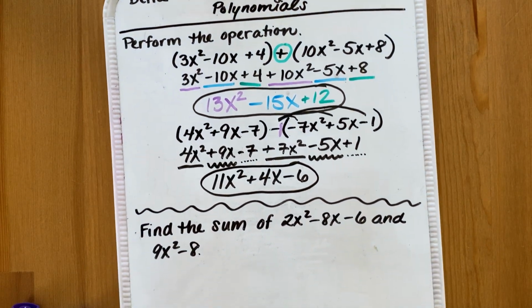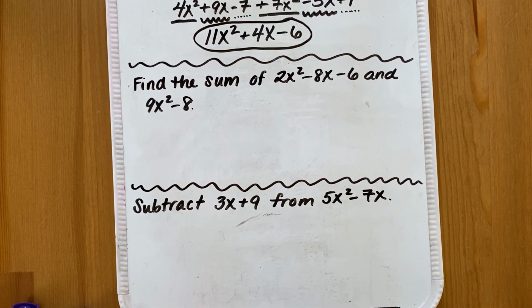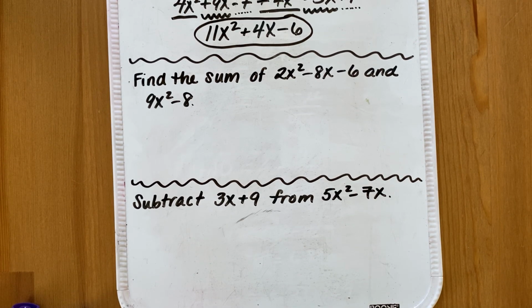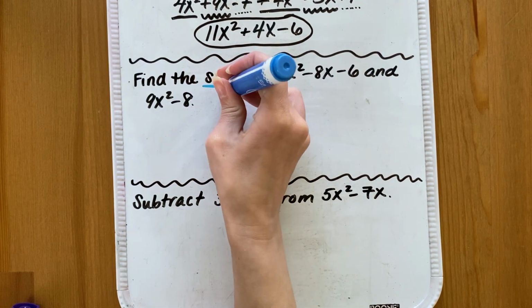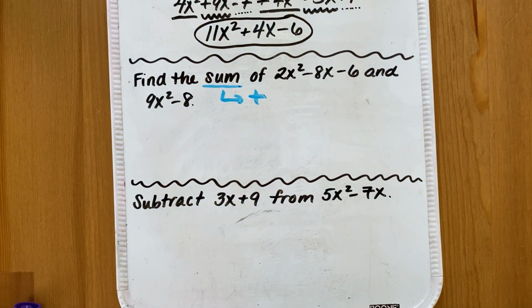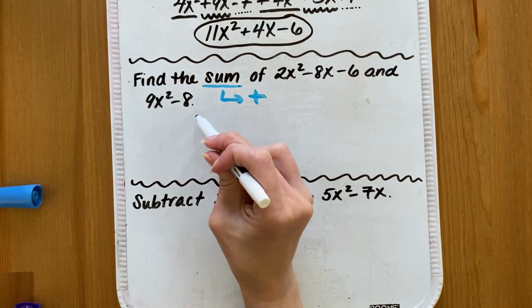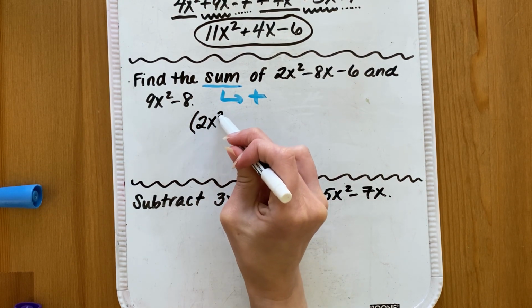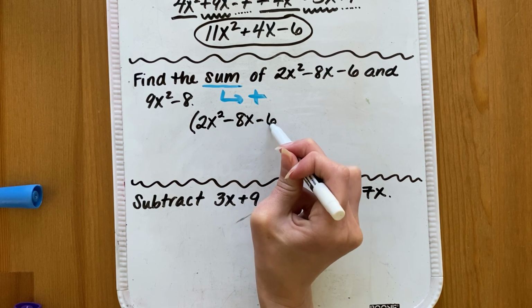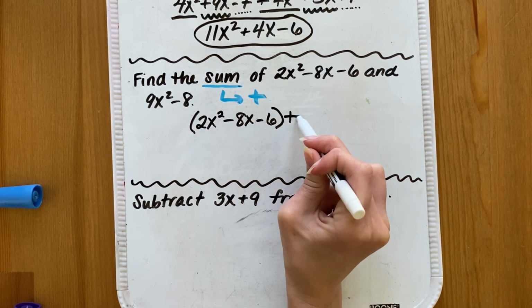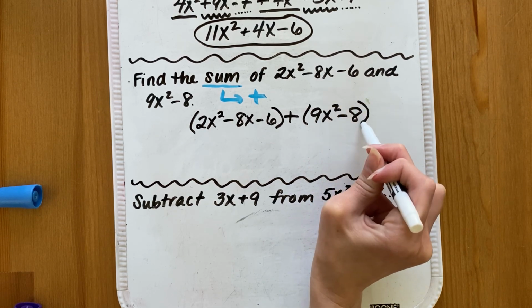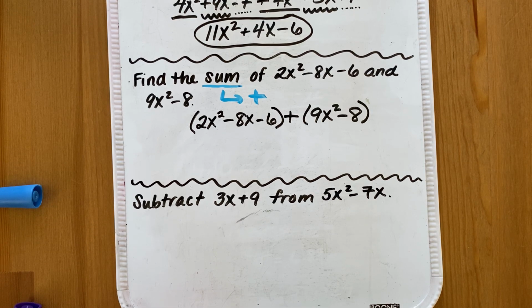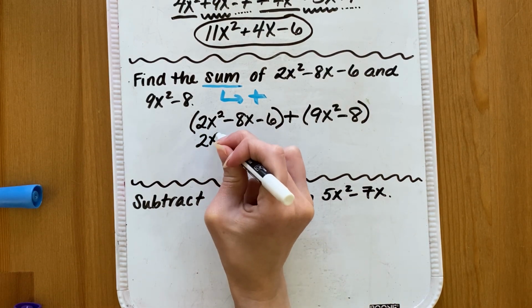Now the other way that Delta Math shows you these style of problems, they change the directions just a little bit. So on this one, it says to find the sum. Now what we have to remember is that sum means to add. So we're going to take these two polynomials. We have to kind of write our own problem, and then we're going to be adding. So we'll have 2x squared minus 8x minus 6. Sum tells me I'm going to add those two things, plus that other polynomial, 9x squared minus 8. So if we think back to our first example, we're going to just drop those parentheses and rewrite.